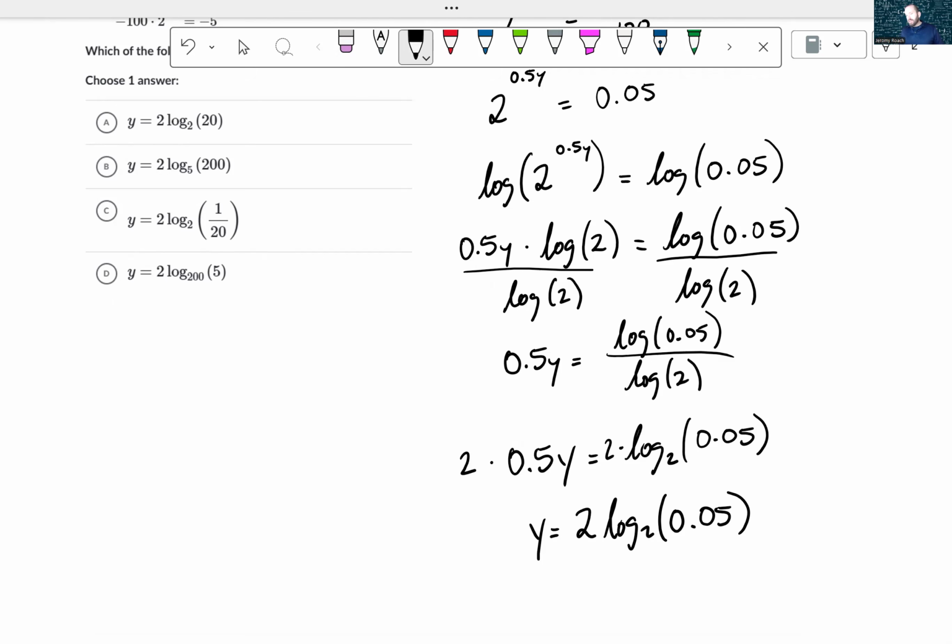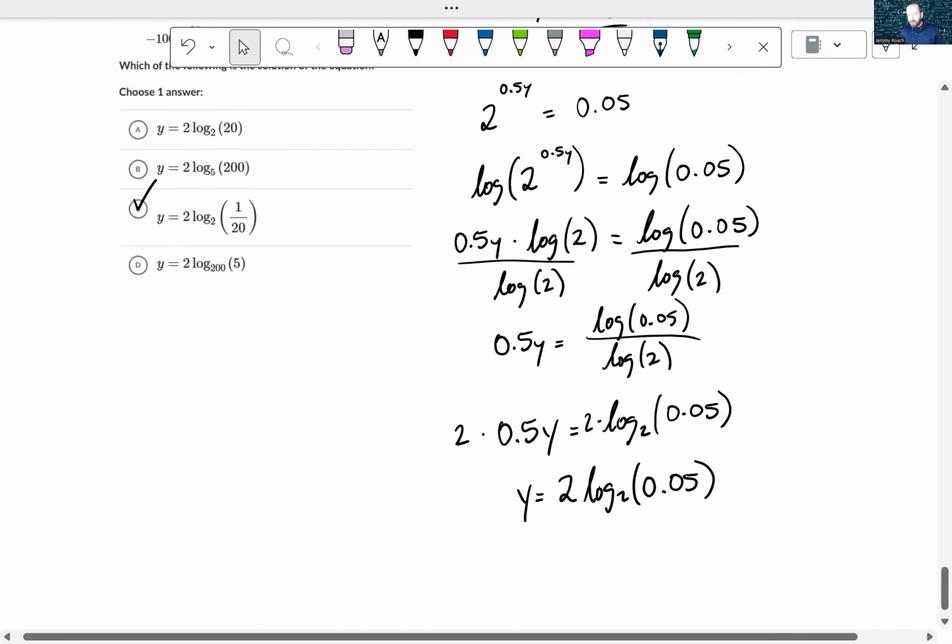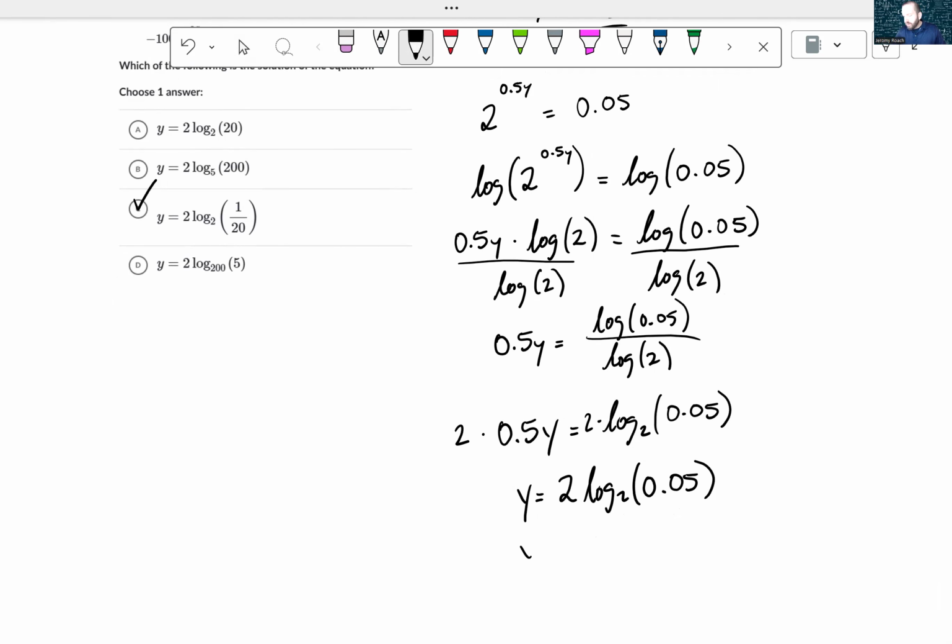And if we look at our answer choices, it might look at first glance like none of these match, but this one's actually answer choice C because 0.05 is the same thing as 1 over 20. So if you type 1 divided by 20 in your calculator, you'll get 0.05. So y equals 2 log base 2 of 1 over 20. So that's how you do those. So it's like using the change of base rule, going in the other direction.